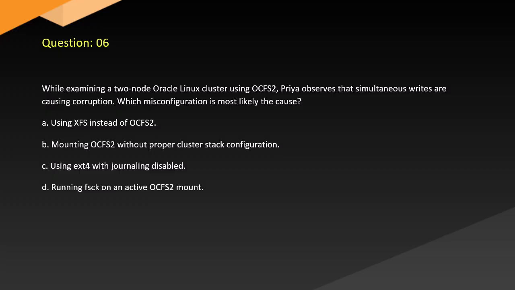Question 6. While examining a two-node Oracle Linux cluster using OCFS2, Priya observes that simultaneous writes are causing corruption. Which misconfiguration is most likely the cause? A. Using XFS instead of OCFS2. B. Mounting OCFS2 without proper cluster stack configuration. C. Using ext4 with journaling disabled. D. Running fsck on an active OCFS2 mount.